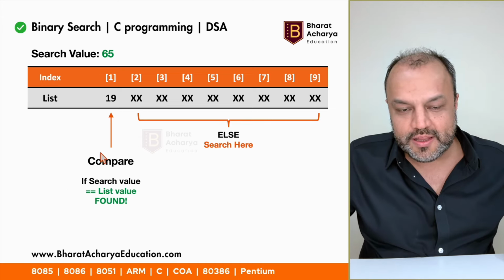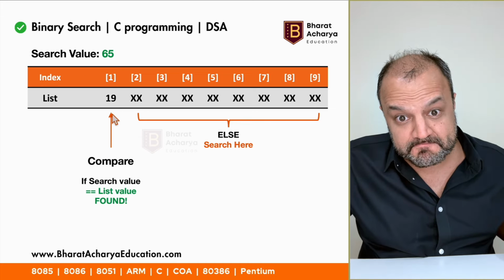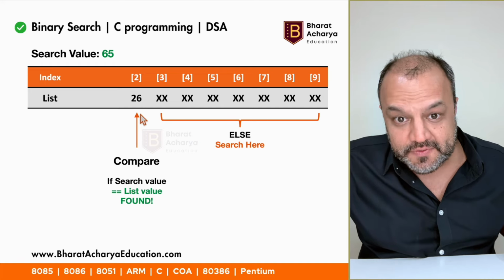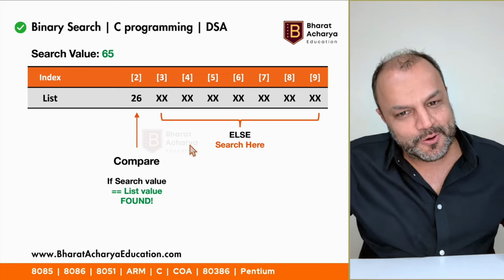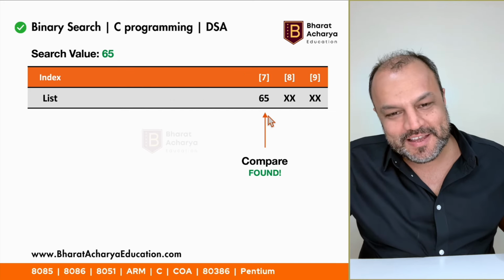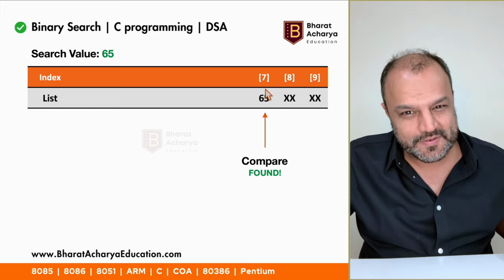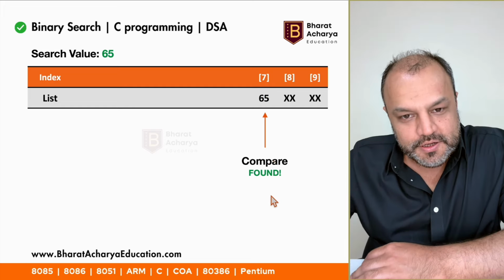So what do we do? Look at the next number. Is it 65? No. No problem. Now we're going to search here. Next number. Is it 65? No, it's not a lucky day. No problem. Keep searching, keep searching. Eventually you got it over here. Element number 7, which means your 8th search. 0 to 7 is 8. On the 8th search, you found it.